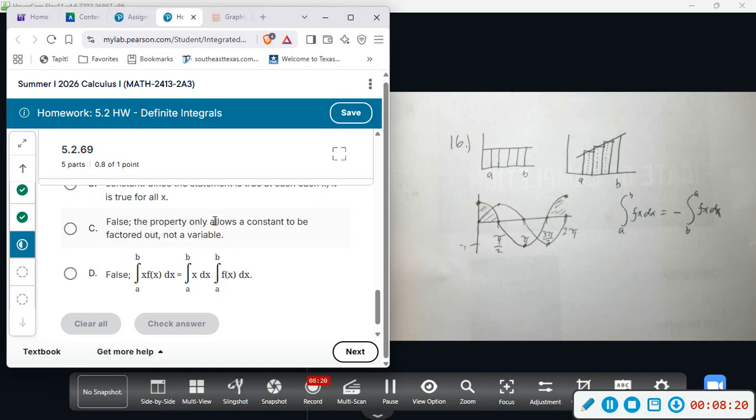So it says false. The property only allows a constant to be factored out, not a variable. And we would go with C. This one says false, and then it has separated it. And we haven't talked about a multiplication property. We've done addition and subtraction, but we haven't done a multiplication property of an integral.